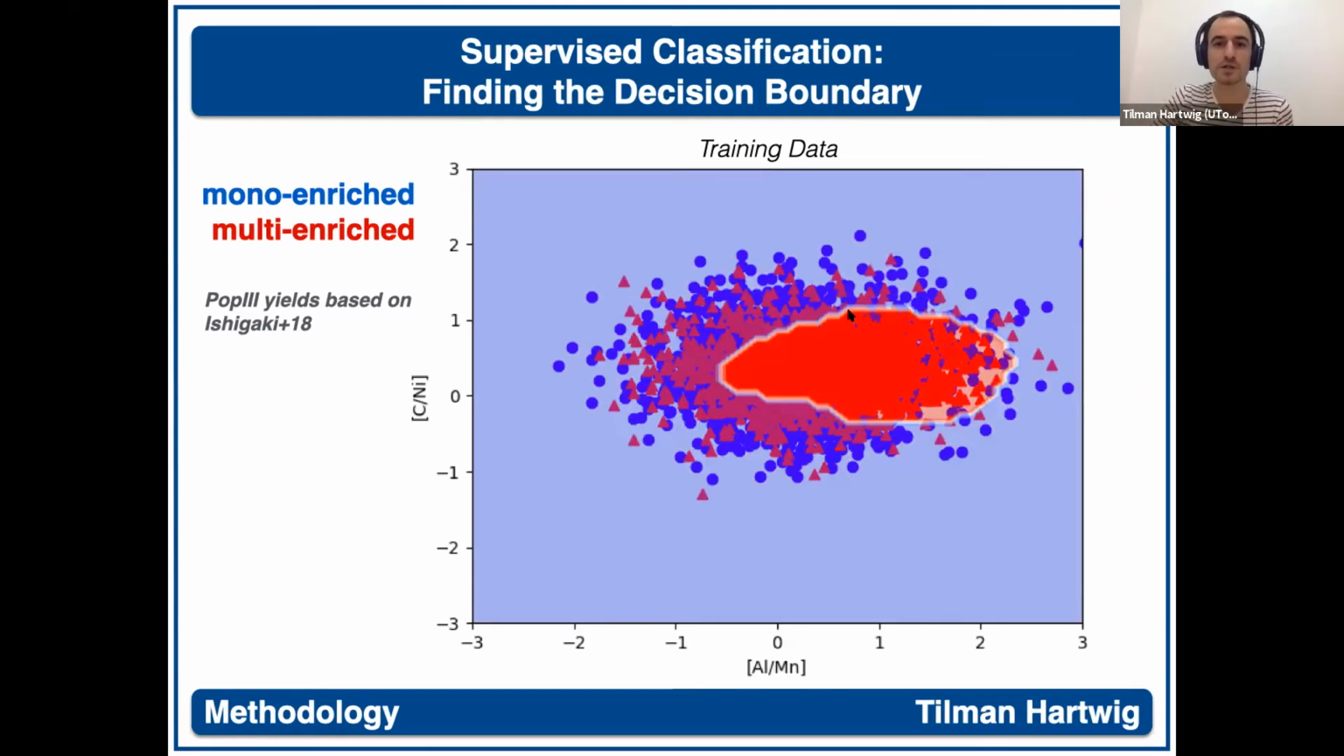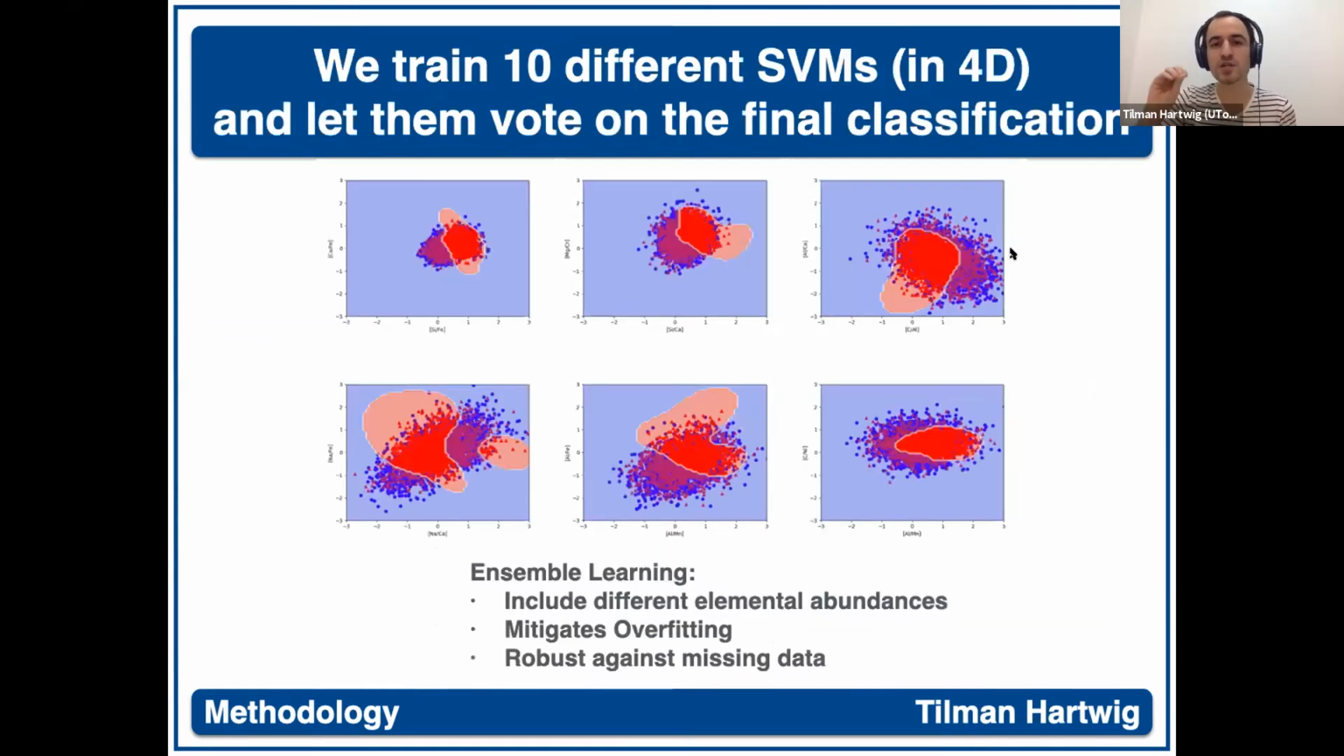boundaries. The support vector machine in this 2-dimensional abundance space would say, when the data point is within this red boundary, it's likely to be multi-enriched, and outside, mono-enriched. But you can already see this is quite degenerate, so the answer will not be 100%, and I will come back to this. In 2 dimensions with one support vector machine, it's degenerate. So what we do is the classification in 4 dimensions, and we use 10 different support vector machines.